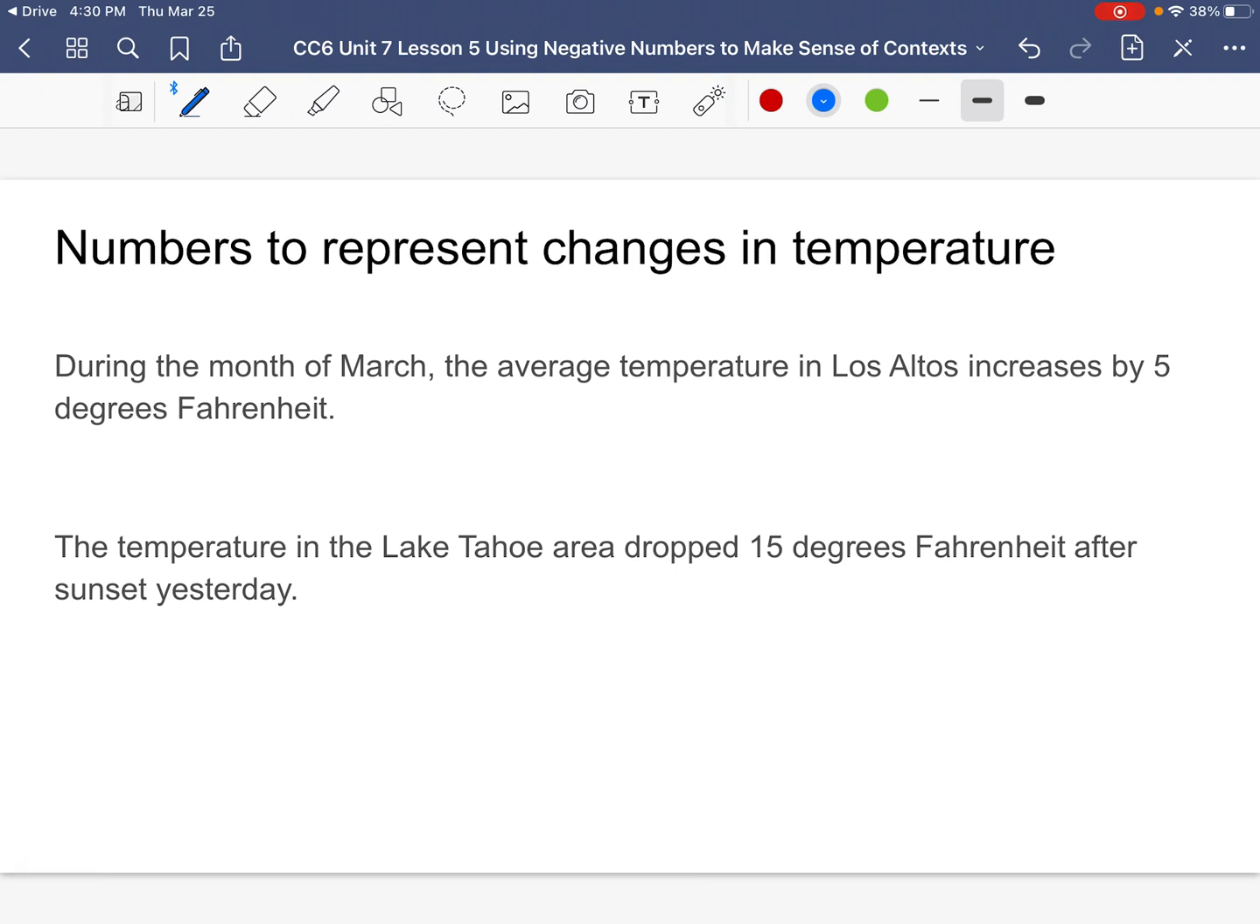Numbers to represent changes in temperature. For example, during the month of March, the average temperature in Los Altos increases by 5 degrees Fahrenheit. Because it increases, it's a positive. So plus 5 would represent that. And yesterday in the Lake Tahoe area, I looked at the weather report and the temperature dropped 15 degrees Fahrenheit after sunset. Because it dropped, it's negative 15.